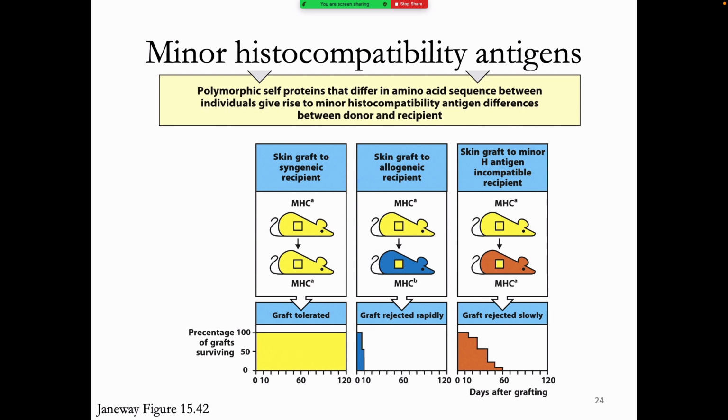But if we have two mice that are MHC identical but have some other polymorphism, some other difference between them, here it's the difference between yellow and orange, you can see that we still get rejection, it's just a little bit slower. And so, again, unless you are getting a transplant from yourself, basically, or from your identical twin, there is some minor histocompatibility mismatch.